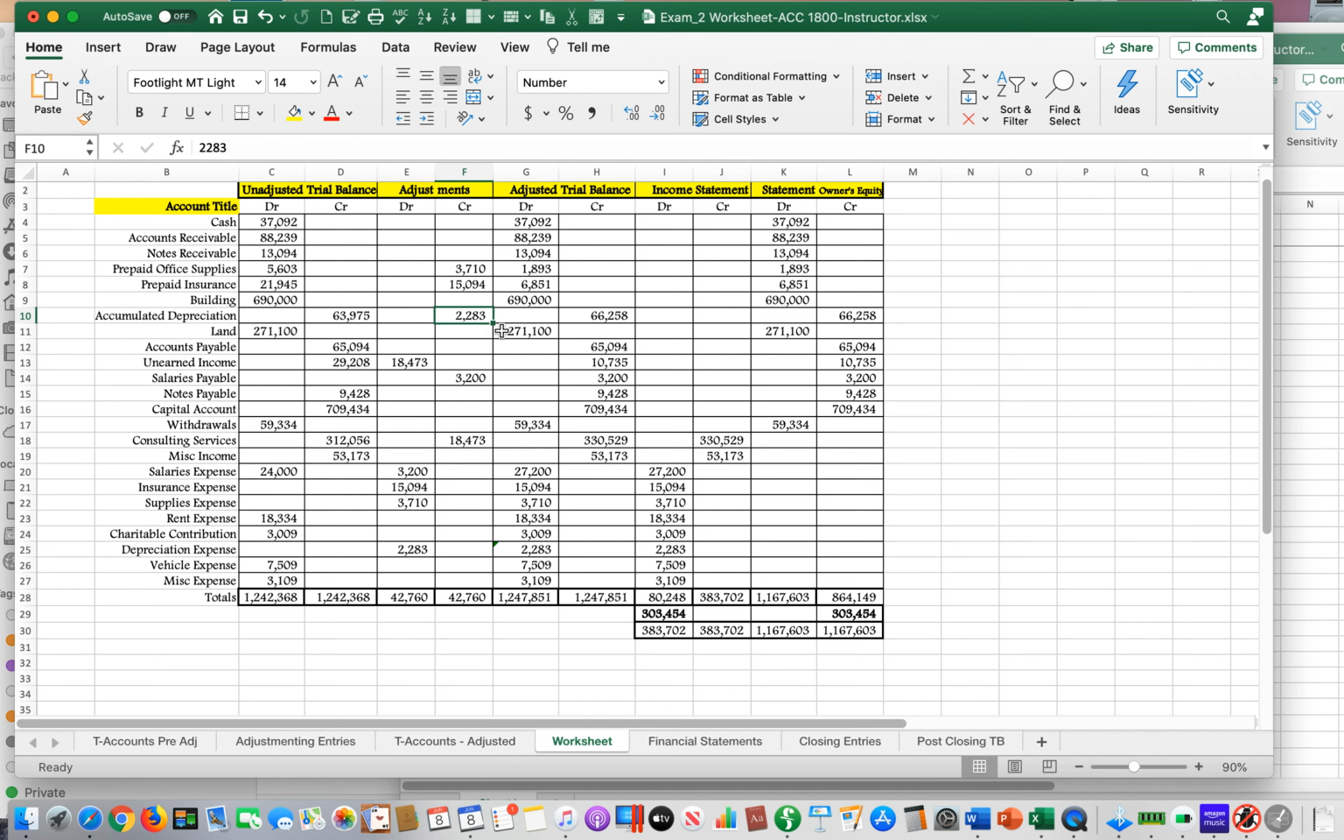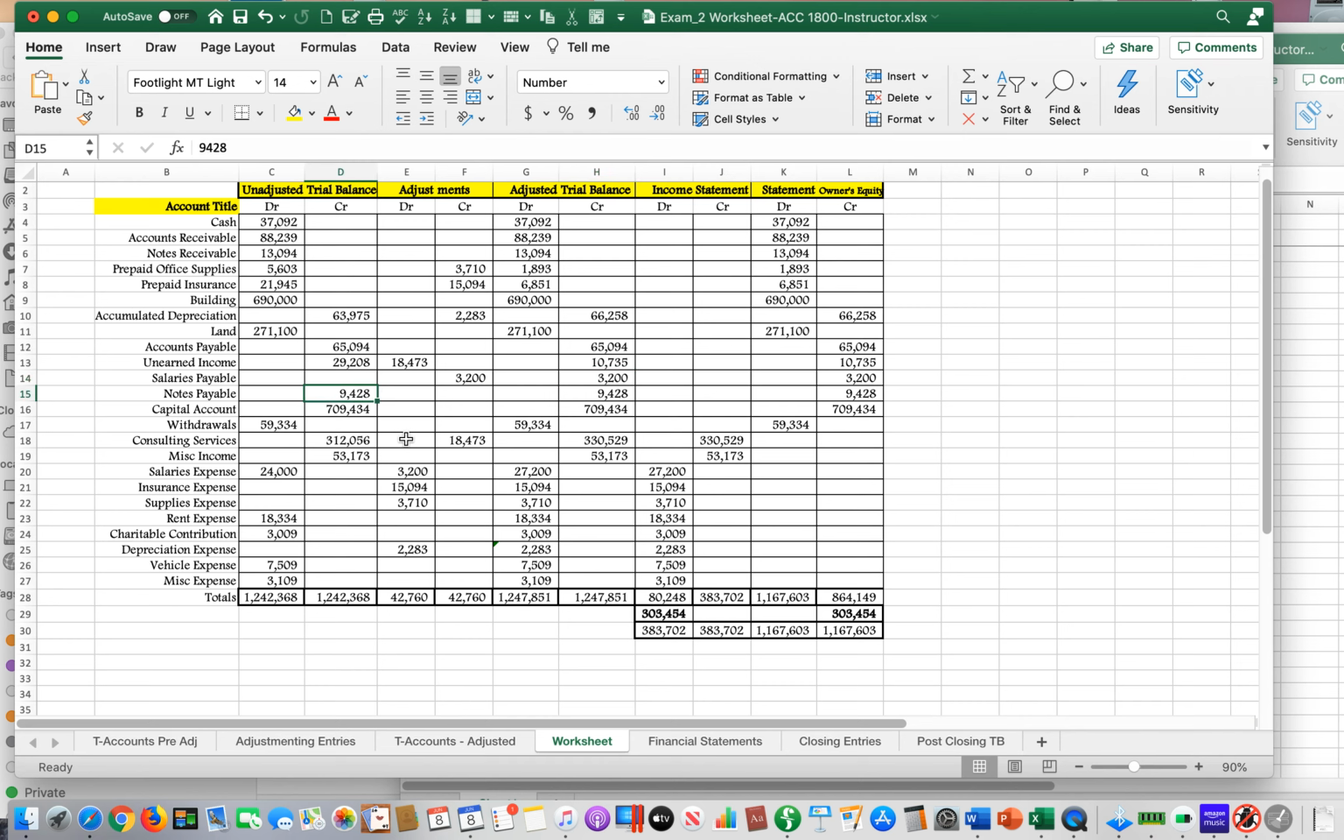Land, no adjustment, so we just bring it all the way over. I want you to study each of these entries line by line, folks, line by line. Here we have a credit, unearned income, and a debit. So debit and a credit, you have to subtract, and since the credit was larger, it's going to be a credit balance of $10,735. Salaries payable, you start out with none. You came up with a credit adjustment, so you bring it all the way over. Same with notes payable.